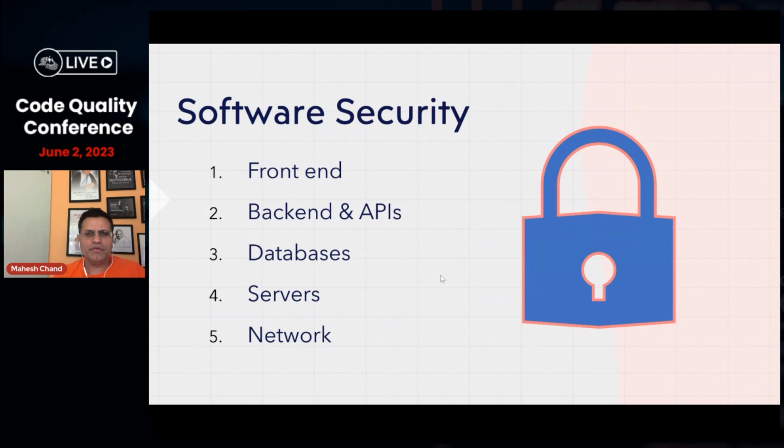When you think of software security, there are 5 major areas where you need to think about how to secure them: front end, back end, databases, servers, and network. And each of these is managed and implemented by different people. It's not just one person that does all of the security. That's where we get it wrong.